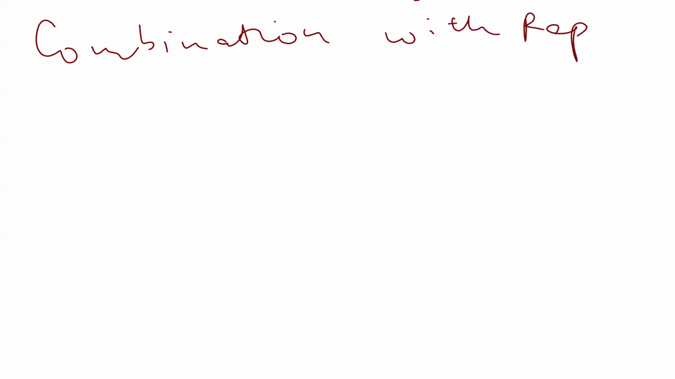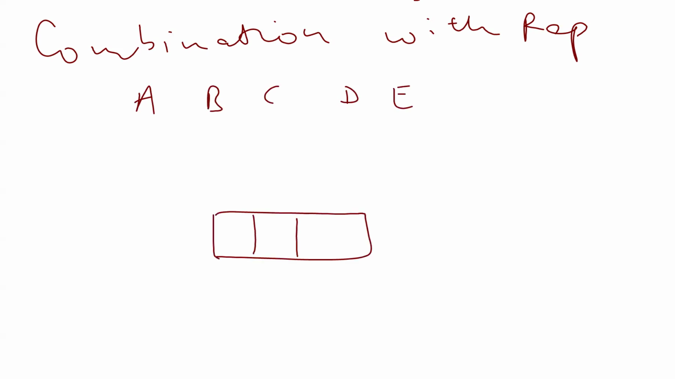Now see, there are five objects A, B, C, D, E, and if you want to select any three objects, let these objects be persons. So we can select A, B, and C. Arrangement is not important. This is pure selection. Now, can we select A multiple times? The answer is no, because A is only one person. So here we cannot repeat.